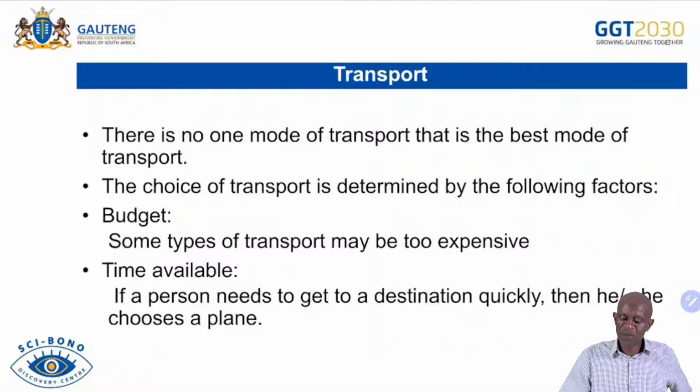The choice of transport is determined by the following factors. The first factor is budget, the available budget. How much do you have? How much can you afford? Some types of transport may be too expensive. I'm sure by now you know examples of transport that are expensive. The metro rail is not as expensive as the high-speed train.